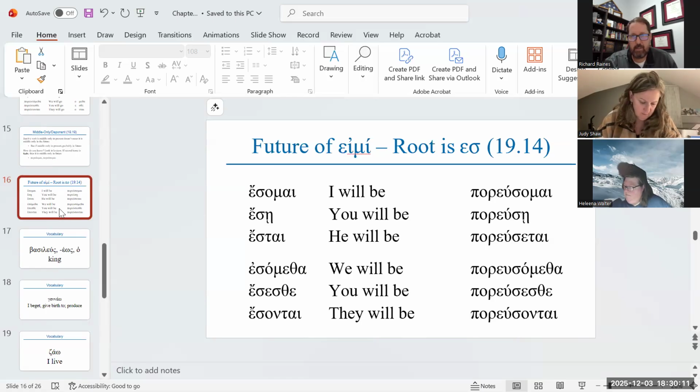They look differently in the future. So this is new, and you need to remember, you need to memorize this. So εἰμί becomes ἔσομαι, I will be, because remember, you just add the sigma in the future. ἔσῃ, that is, you will be. ἔσται, he will be. ἐσόμεθα, we will be. ἔσεσθε, you will be. And ἔσονται, they will be.